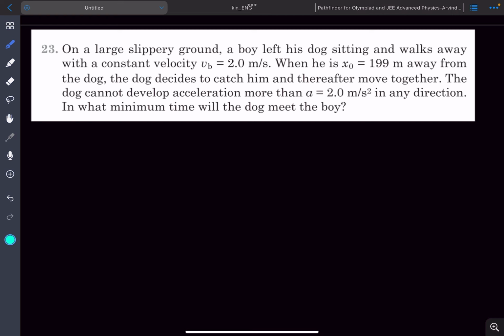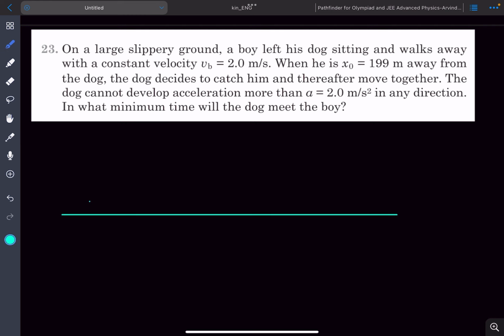Hey everyone, in this video we'll be solving this problem from Pathfinder Check Your Understanding from the kinematics topic. In the question, there's a large slippery ground on which a boy left his dog sitting and walks away with a constant velocity of 2 meters per second. When he is at a distance of 199 meters away from the dog, he decides to catch him and thereafter move together. The dog cannot develop acceleration more than 2 meters per second square in any direction. In what minimum time will the dog meet the boy?